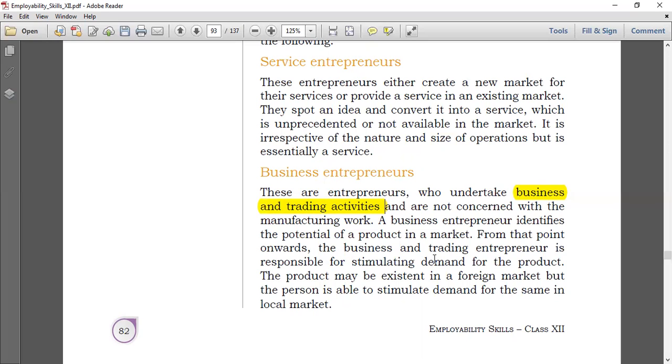Then from that point onwards, he'll be responsible for stimulating the demand for the product. So whatever products they have made, उसकी demand कैसे carry out करनी है, कैसे उसको demand को increase करना है, that will be stimulated, right? So these are entrepreneurs who basically do business and trading activities, right?